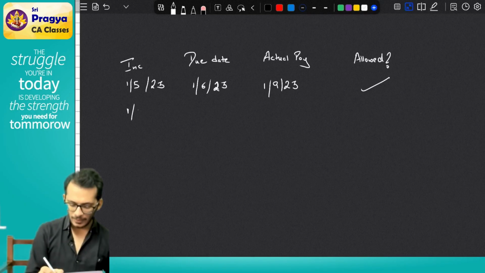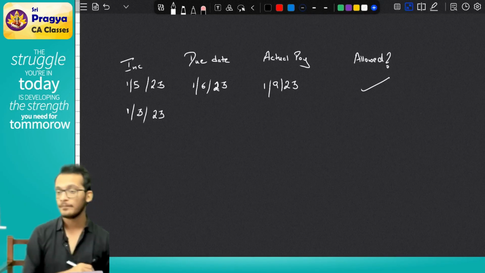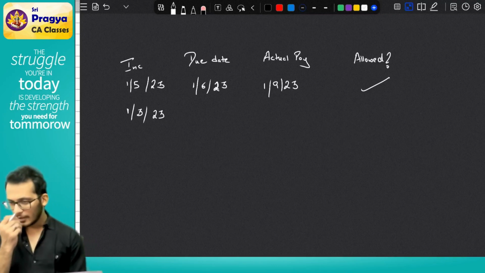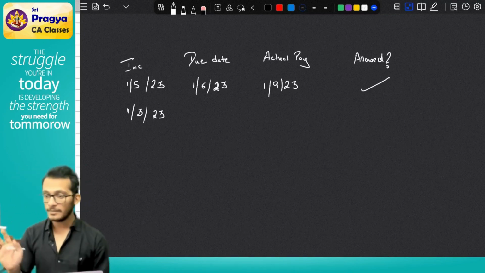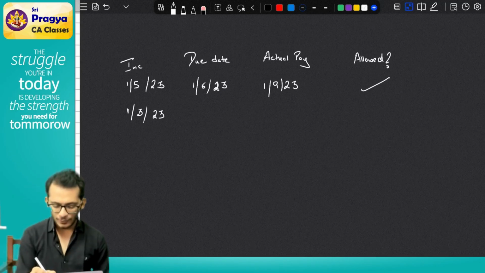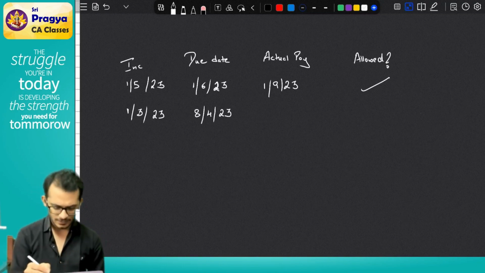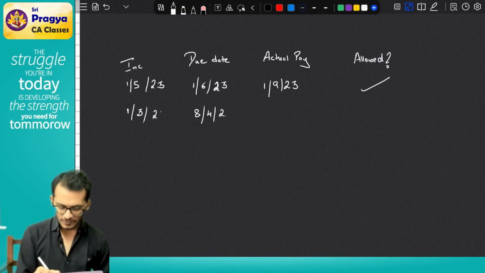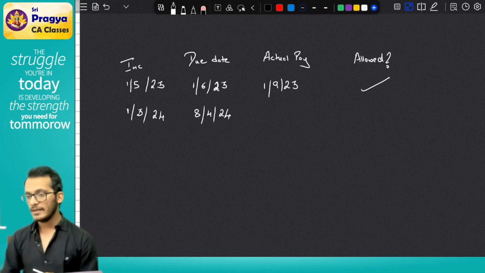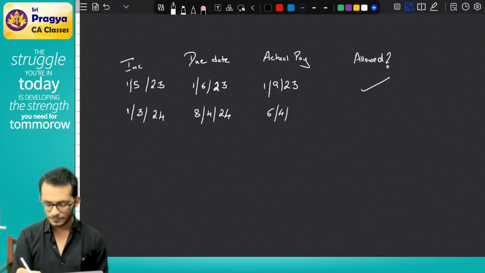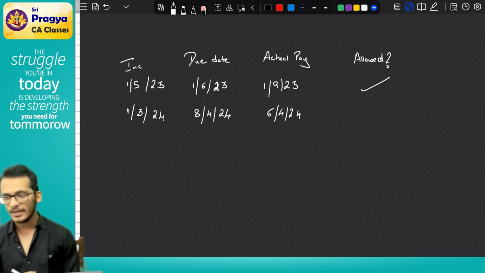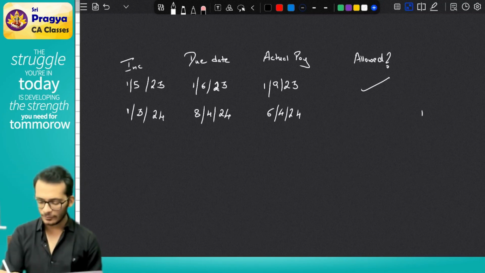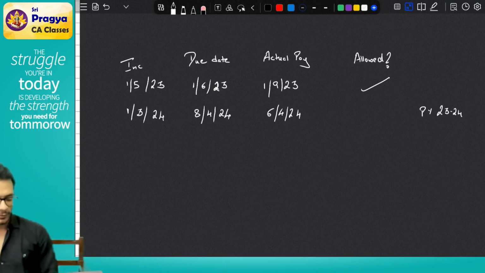Rahul, scenario number 2. I took an expense on 1st March 24. My due date for payment is 8th April 24. I made the payment on 6th April 24. Question to you, is it allowed in previous year 23-24?